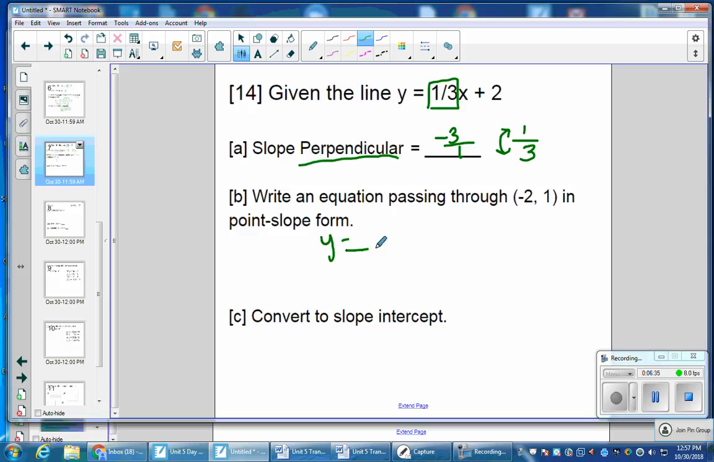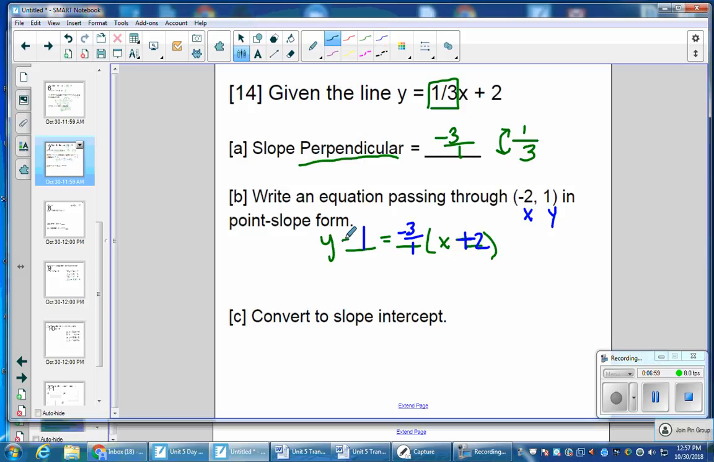And then again, just like for the test, you need to memorize this format: y minus blank equals blank x minus blank. All right, I'm going to plug my slope in here. My point is xy, so the 1 goes next to the y, the -2 goes next to the x. When I have two negatives in a row, it turns into a positive.